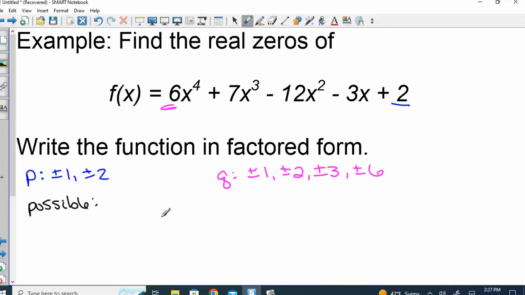So possible zeros, we do p over q. We always have to do plus and minus on everything. So we have 1 over 1, 1 over 2, 1 over 3, 1 over 6, 2 over 1 is 2, 2 over 2 is 1, I've got that, 2 over 3, 2 over 6 is 1/3, and I've got that. So now I need one that works.